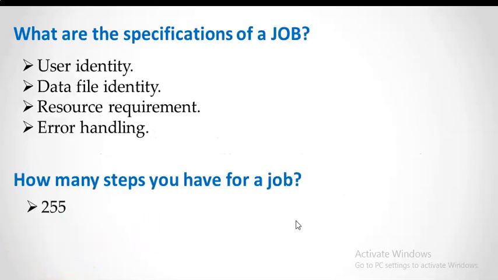What are the specifications of a job? User identity, data file identity, resource requirement, error handling. How many steps can you have for a job? 255.